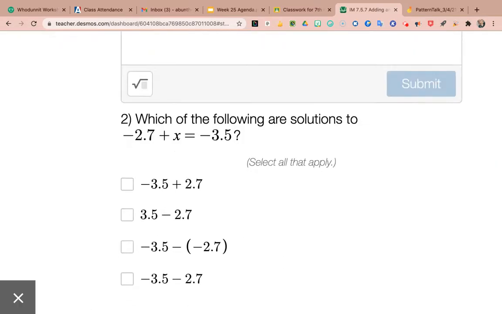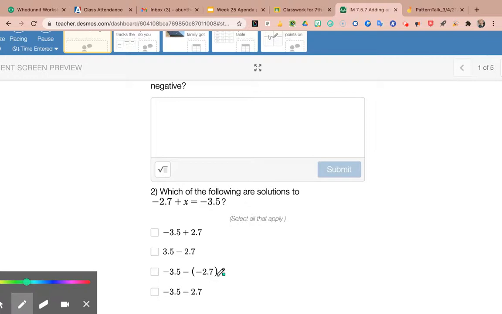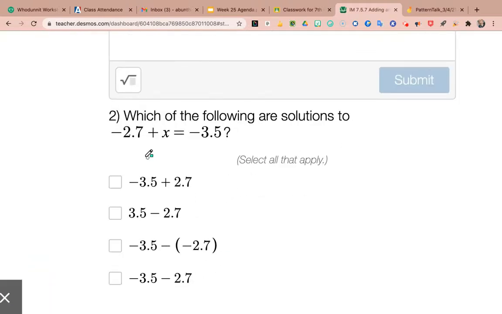Next, it says, which of the following are solutions to this problem? So which one of these would give me the correct missing number? So let's first solve it. If I want to get to 3.5 and I'm at 2.7, I'm going to need to travel some more. So how much more am I going to have to travel? Well, let's subtract and see how much farther I needed to go.